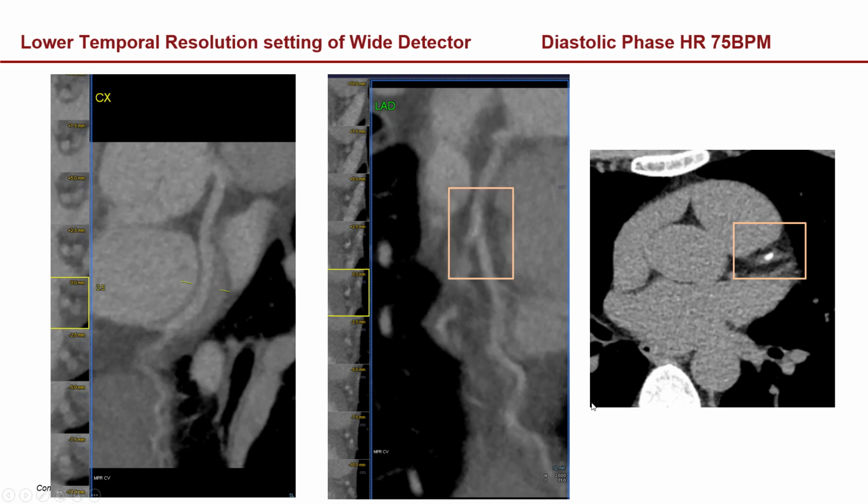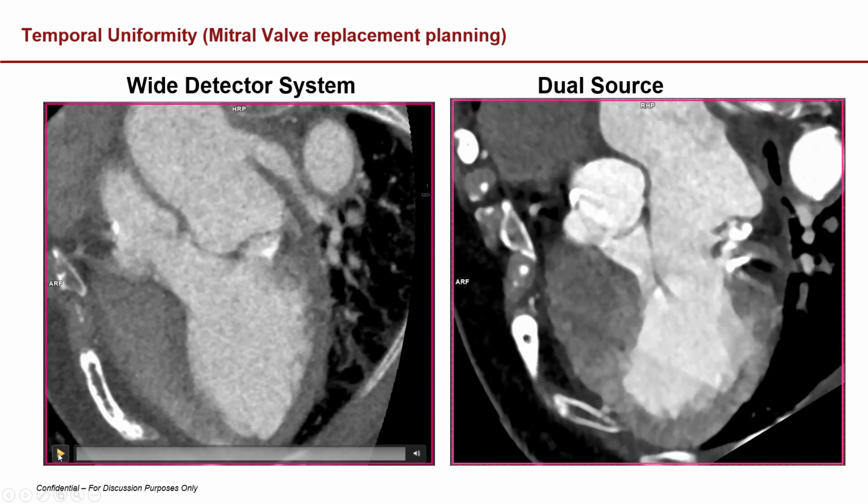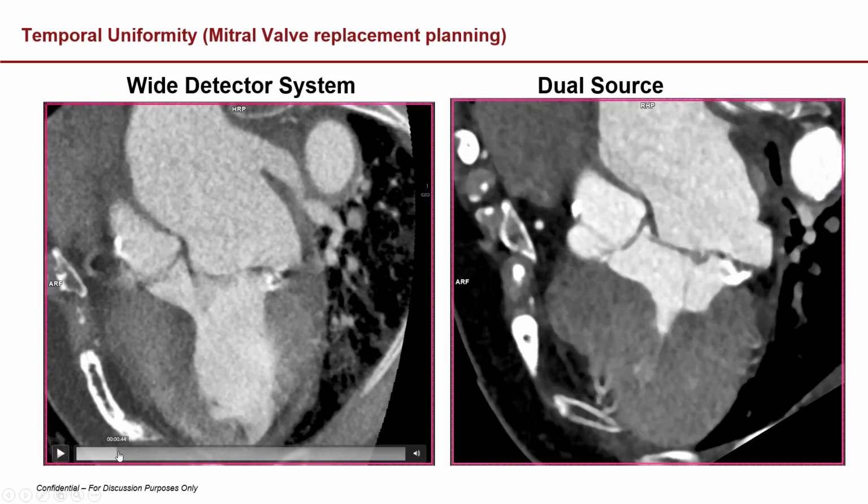So, another example of why temporal resolution is important. Here's a wide detector system where the diastolic phase was at 75 BPM, and this actually caused not only a washout of the contrast because the heart rate increased dramatically, but it also made it so that the object was moving so fast that we can't even see this calcification that we clearly saw during the calcium score. And I'll walk you through how this occurred and how you can avoid this in the future.